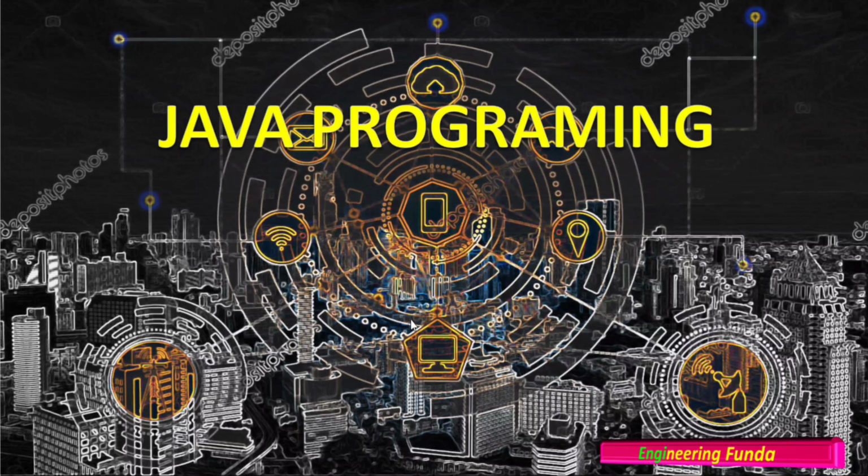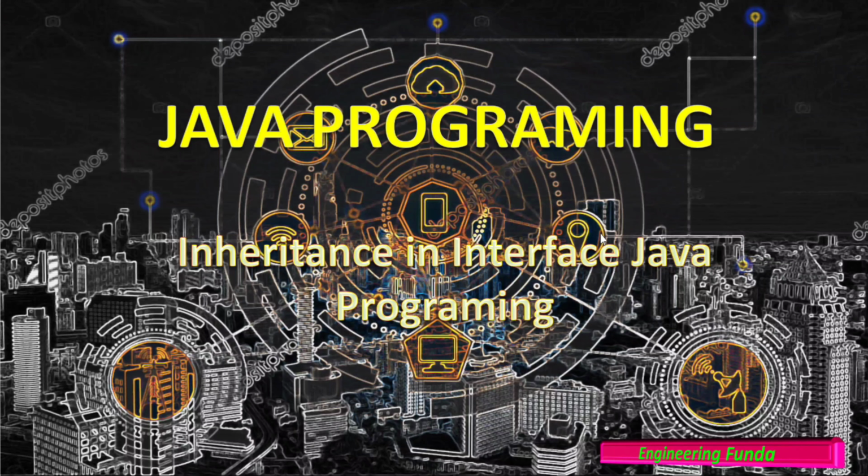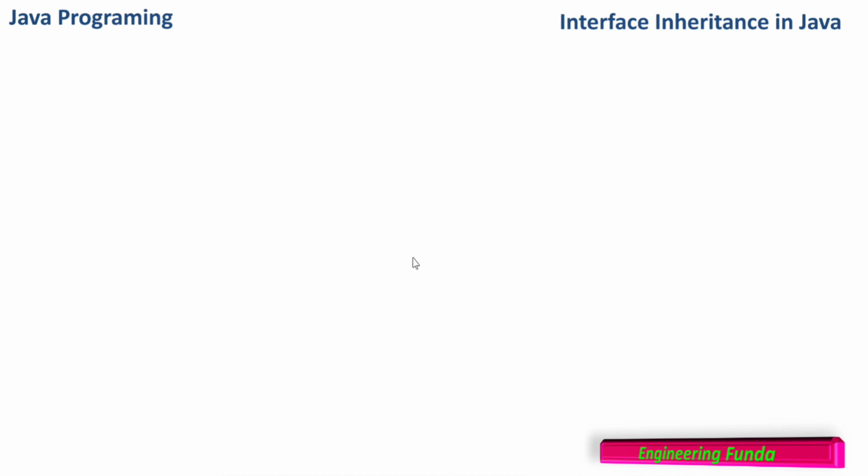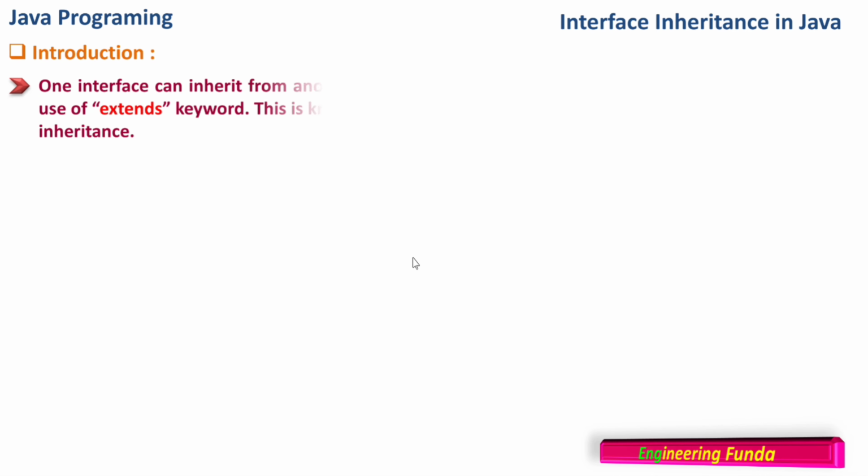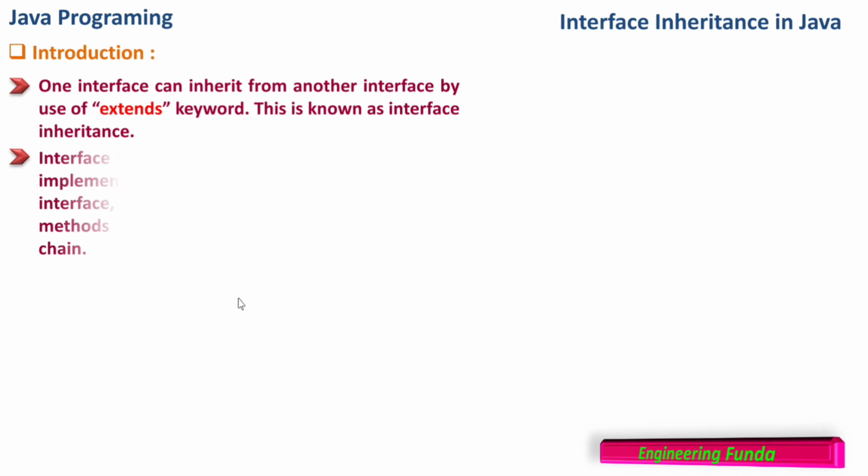In this video, we are going to see inheritance in interfaces in Java programming. So let us start by introducing what interface inheritance is. One interface can inherit from another interface by using the extends keyword. This is the property of interface inheritance, and it is known as interface inheritance.